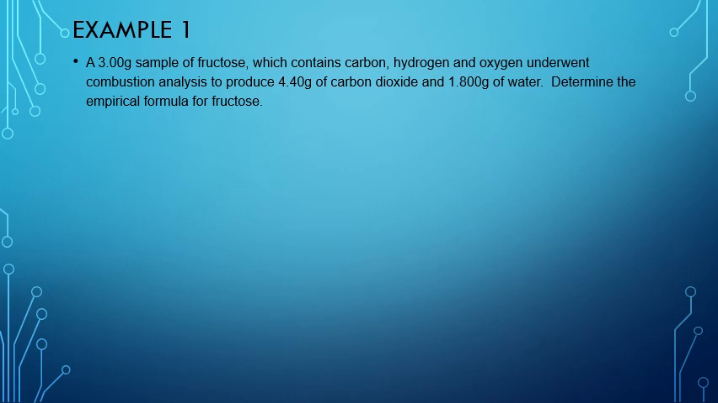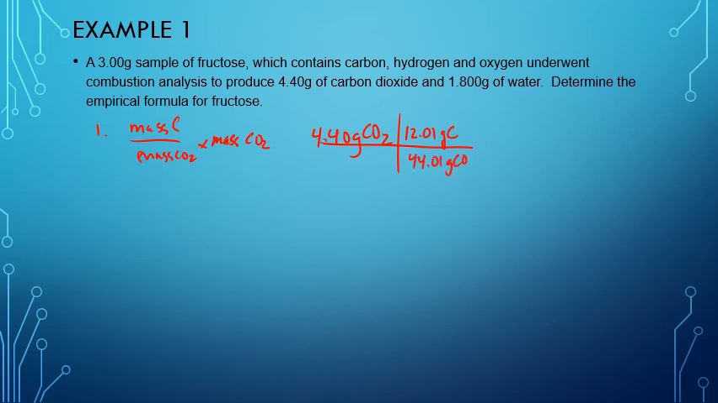The first thing we need to do is convert from our mass of carbon dioxide into mass of carbon. For step 1, I take the mass of carbon divided by the mass of carbon dioxide and multiply it by the given mass of CO2. So I take the 4.40 grams of CO2 and multiply that by 12.01 for my grams of carbon over 44.01 for my grams of CO2. When I multiply and divide those out, I get 1.20 for my grams of carbon.